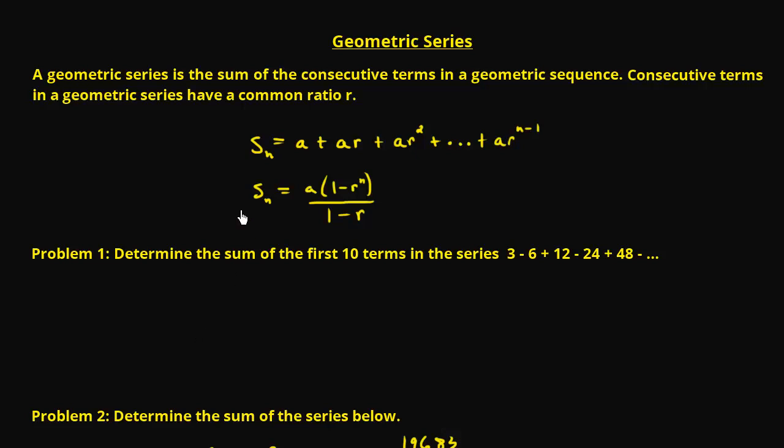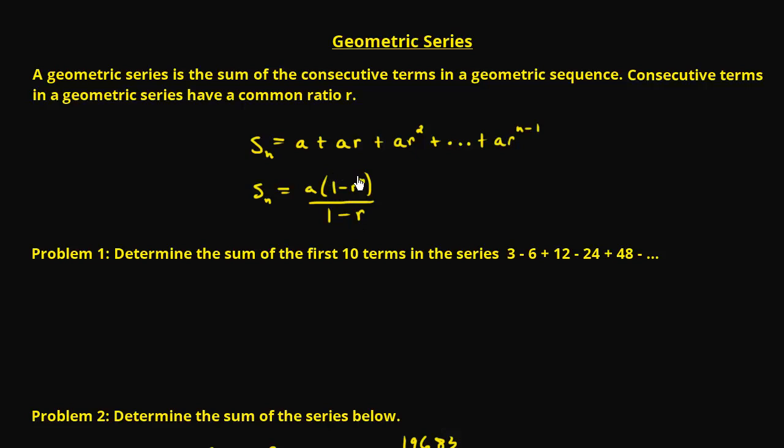Hi everyone, in the last video we looked at summing geometric series, and we discovered that if we had a geometric series a plus ar plus ar squared plus dot dot dot all the way to ar to the power of n minus 1, then we could sum that series using this formula, where a is the first term, r is the common ratio, n is the number of terms in the series, and we have a times 1 minus r to the power of n, all divided by 1 minus r.